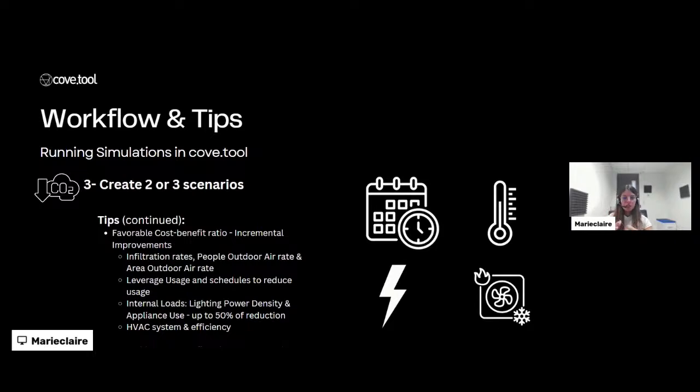Also, if you are trying to define these scenarios and you don't even know where to start, we always recommend the cost effective measures, the cost benefit ratio, because you need to try to make actionable items for people, so they understand how they can do incremental improvements that are easy to do. So maybe renewables will never be the first step to try, because those will be a higher investment at the beginning.